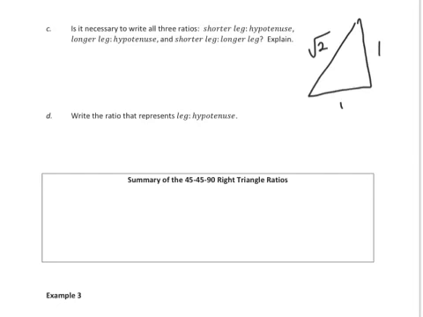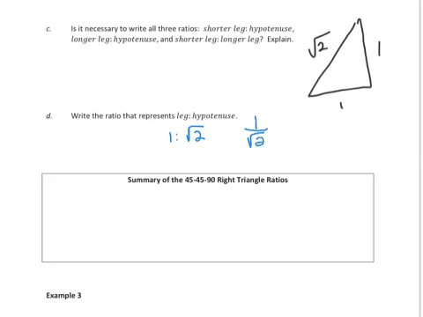So here's our next question. Is it necessary to write all three ratios? Shorter leg to hypotenuse, longer leg to hypotenuse, shorter leg to longer leg. And it really isn't, because both legs are the same. So leg to hypotenuse would be 1 to radical 2, and leg to leg is going to be 1 to 1, because there is no shorter and longer. It's just the leg and the hypotenuse. So the ratio that represents leg to hypotenuse is going to be 1 to radical 2. Written as a fraction, that's 1 over radical 2.